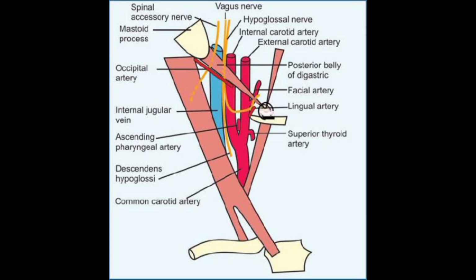In the external carotid, all the three anterior branches are involved, that is the facial artery, lingual artery and superior thyroid artery. One medial artery, that is ascending pharyngeal, is involved. Amongst the two posterior arteries, that is between occipital and posterior auricular, only occipital is there. In veins: internal jugular vein, common facial vein, pharyngeal vein and lingual vein are there.